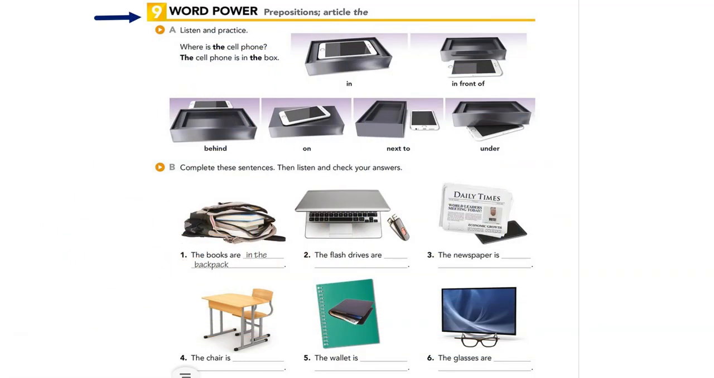Word power. Prepositions. Article the. Listen and practice. Where is the cell phone? The cell phone is in the box. In front of, behind, on, next to, under.